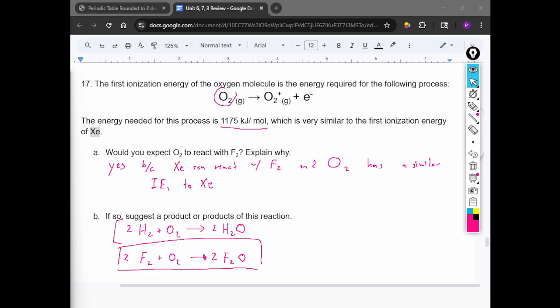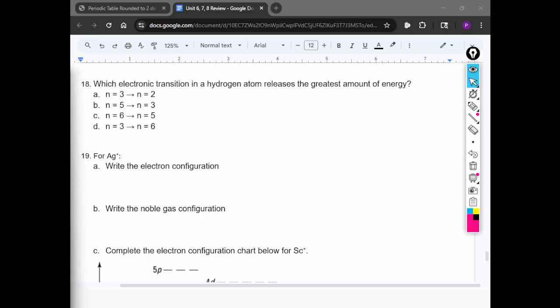Another product that you can make is F2O2. So you can do that as well, but F2O is probably the better one to write based on what we know so far. All right.